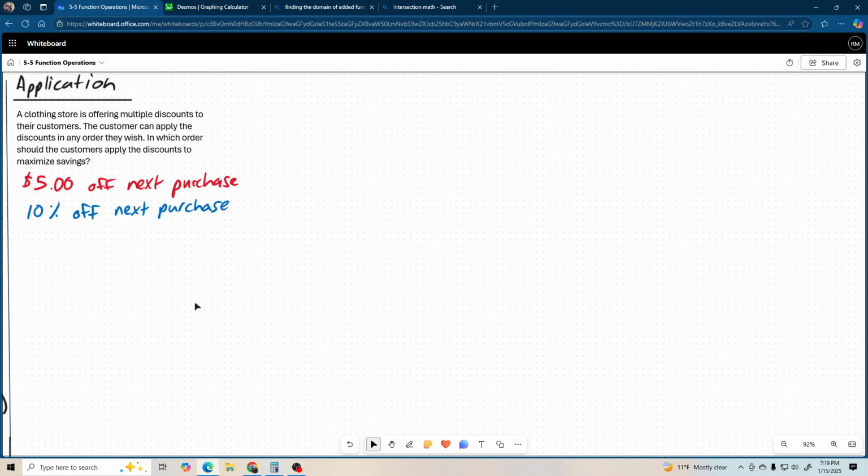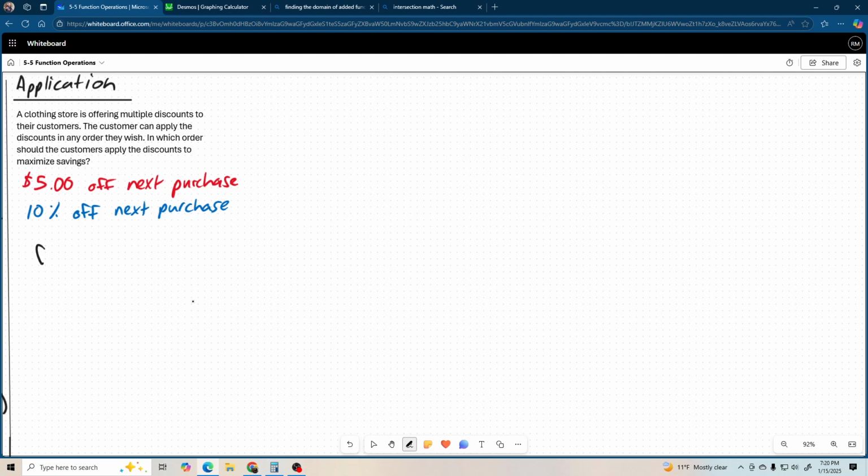So we should already know before we even jump into this problem that we should take the 10% off before the $5, right? That's just kind of a little bit of common sense. If that doesn't make a lot of sense to you, well, I'm going to show you mathematically how that makes sense, okay? So if we think of f of x, right?